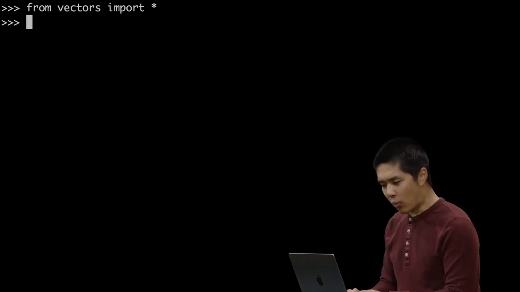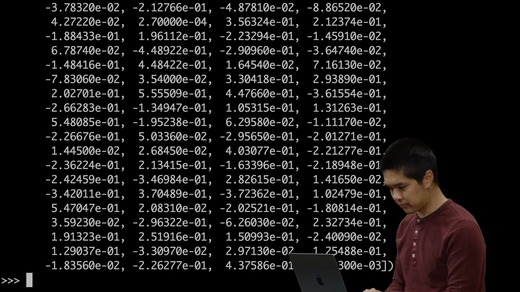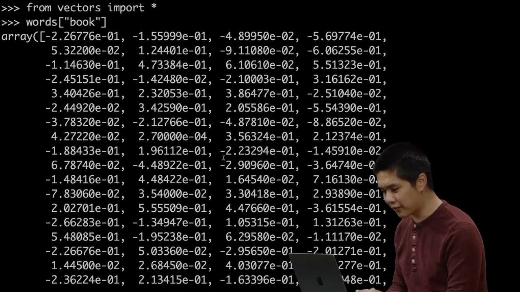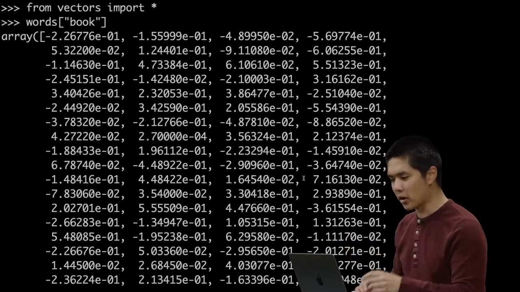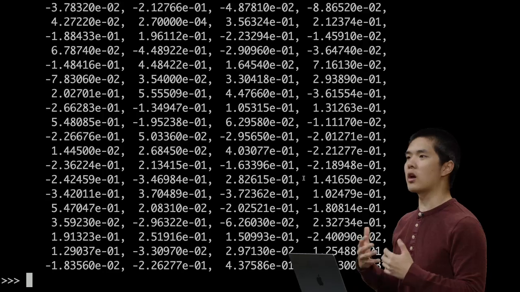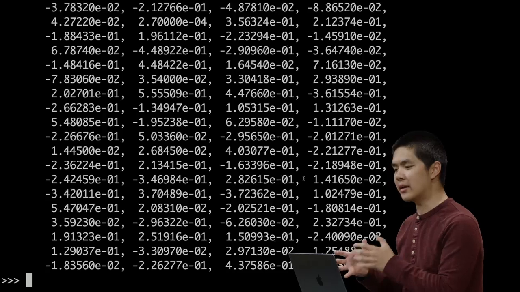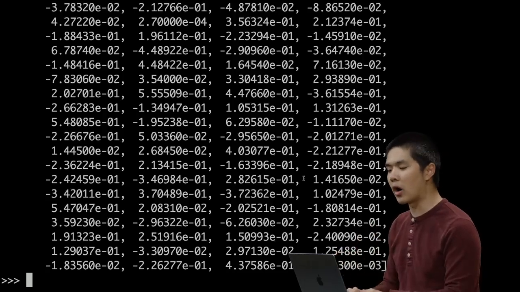And I'm going to import these vectors. And we might say, all right, what is the vector representation of the word book? And we get this big, long vector that represents the word book as a sequence of values. And this sequence of values by itself is not all that meaningful, but it is meaningful in the context of comparing it to other vectors for other words.